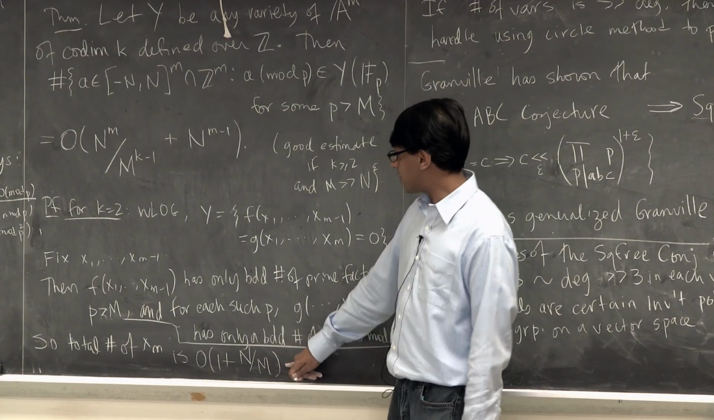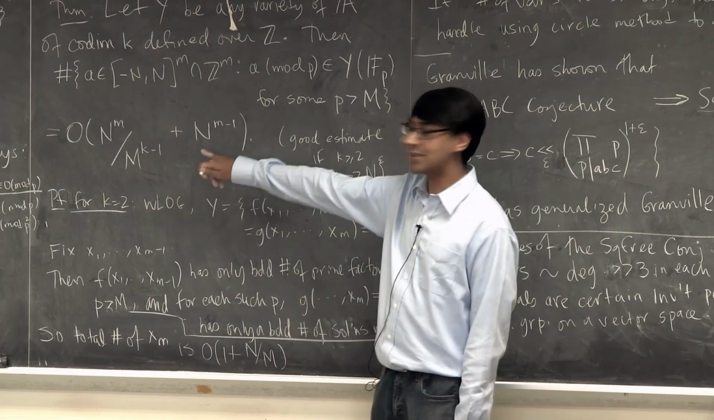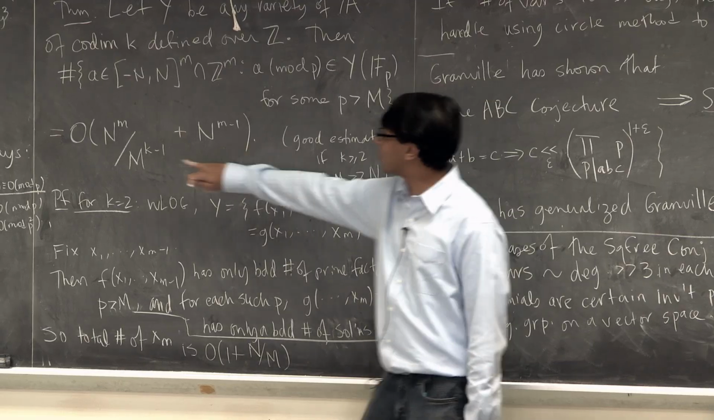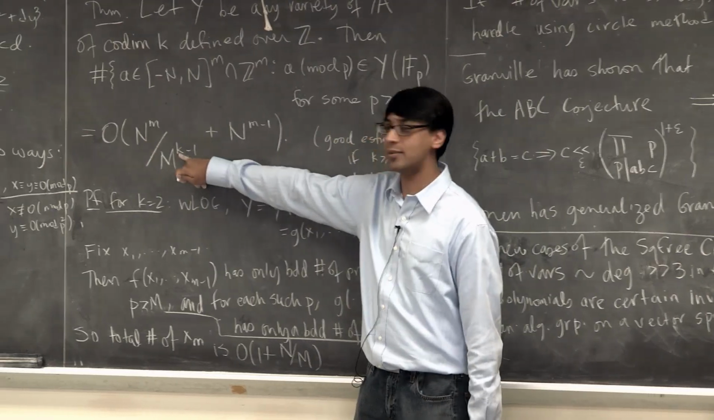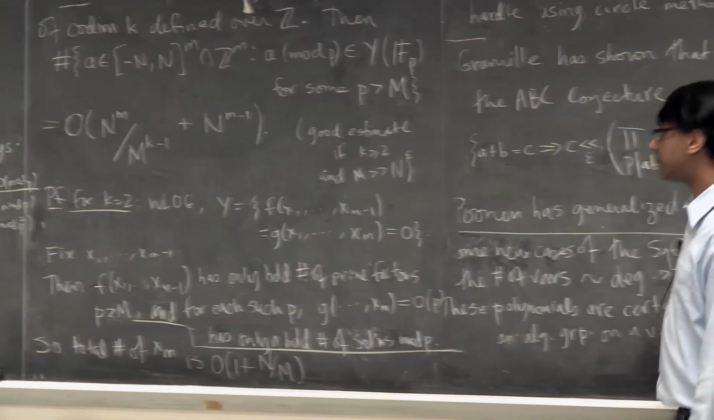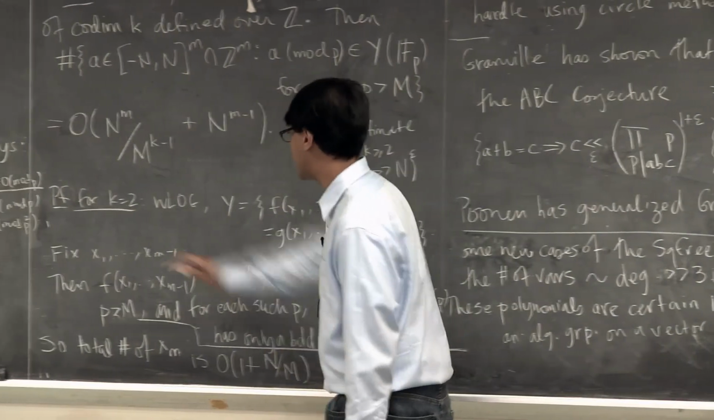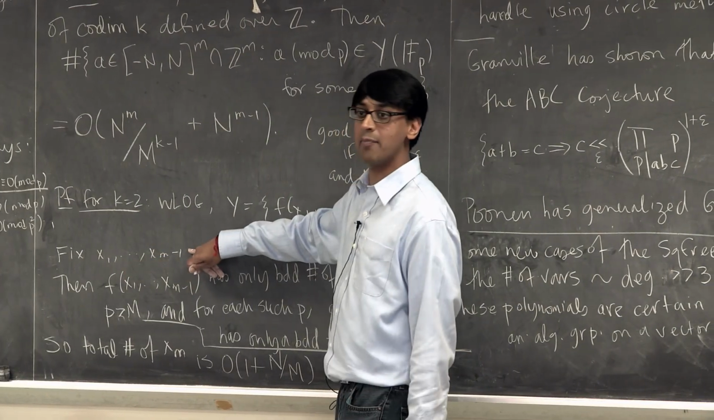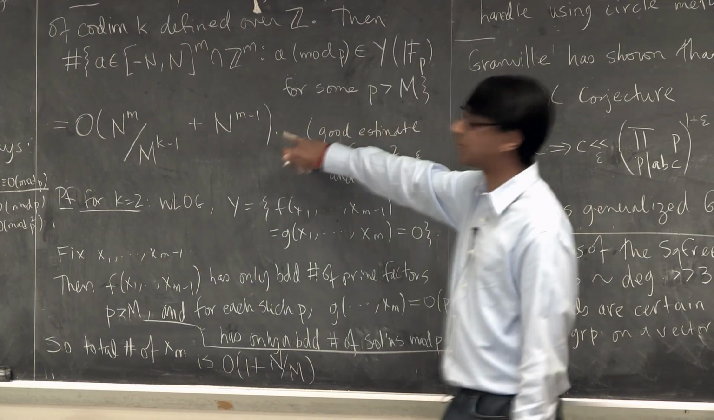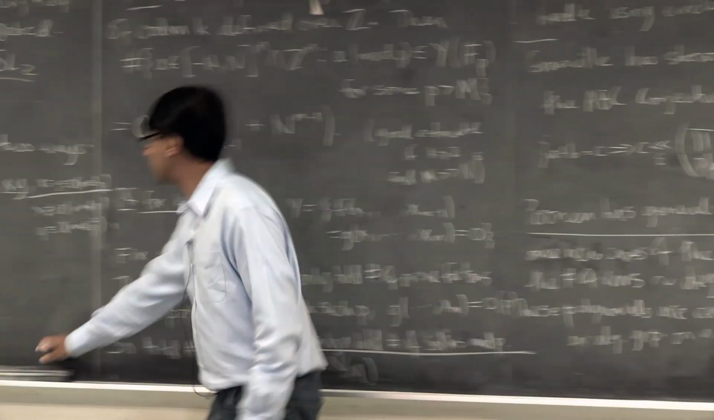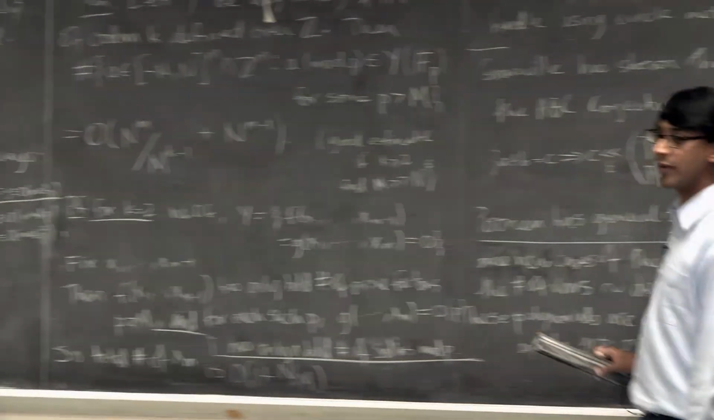And so if you take this thing and multiply by n to the m minus 1, you get exactly that. There's the n to the m minus 1, and there's the n over m, with k equal to 2. So the total number of x_m is this for given fixed values of the others, of which there were n to the m minus 1 possibilities. So that's what gives that. And you can generalize this to general k to get sieve estimates if you have things of higher codimension.